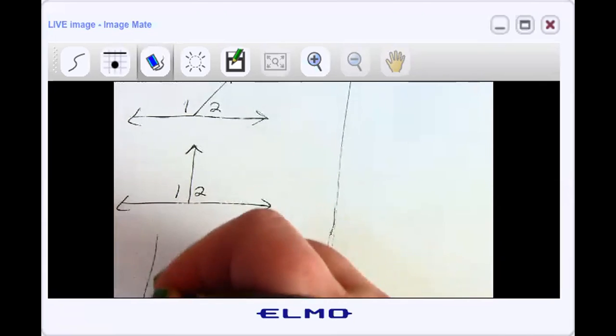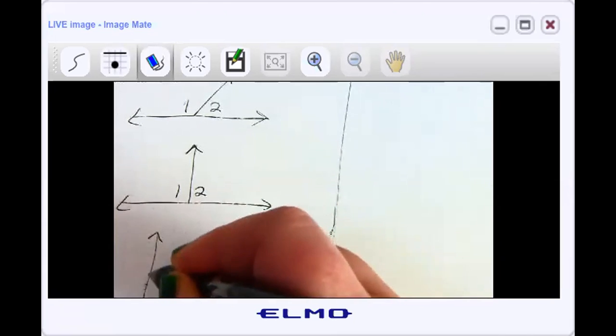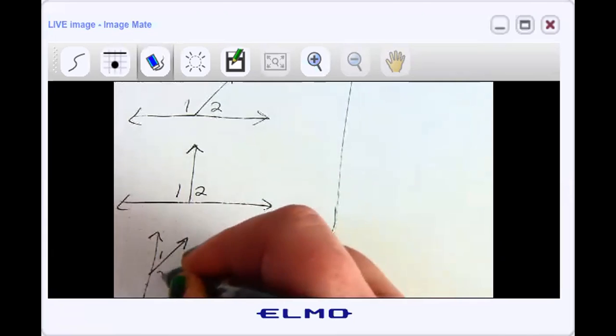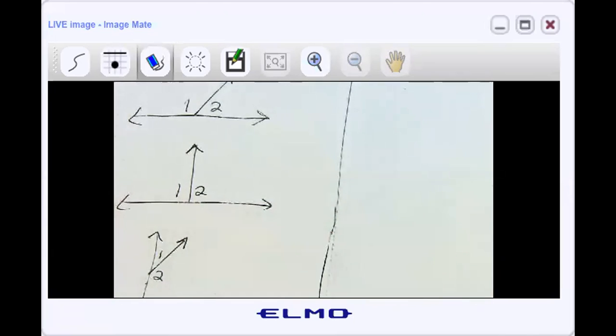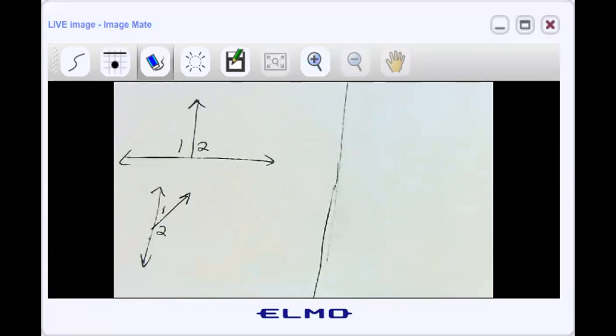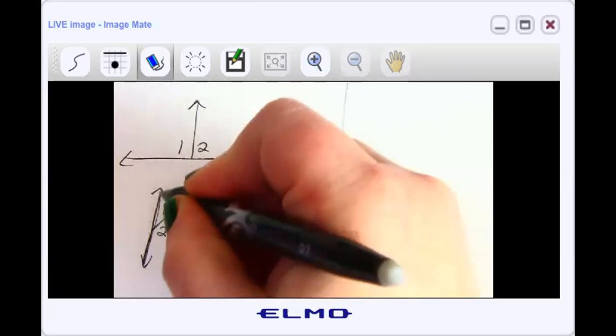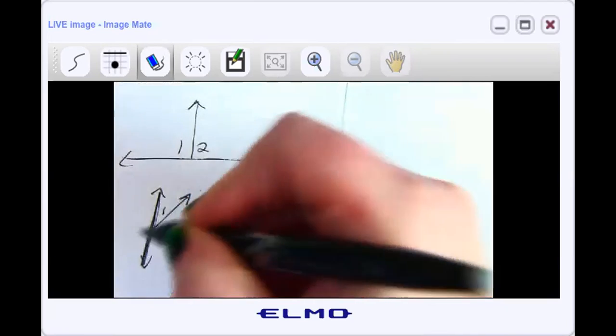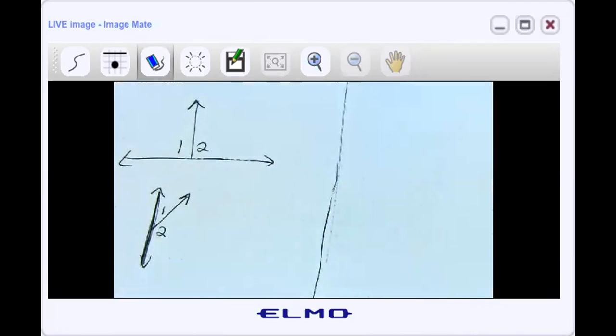It might look like this. Angles 1 and 2 could look like that. Sure, that's still a linear pair, because look, right here, I have a straight line. I've got that one side that they share in between them. I don't really care where it goes, but then the other two sides are going to make a straight line.